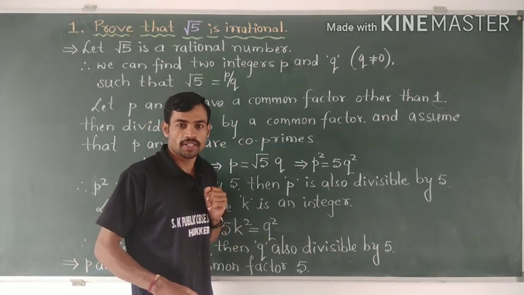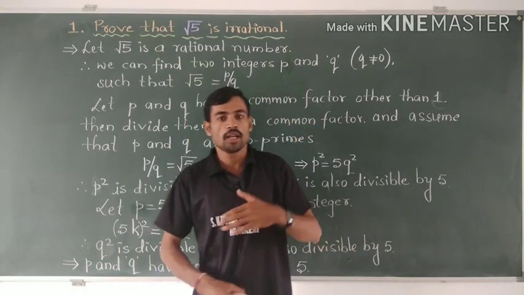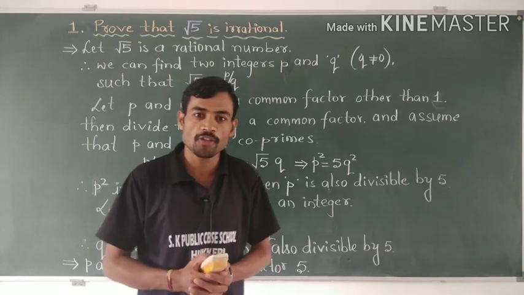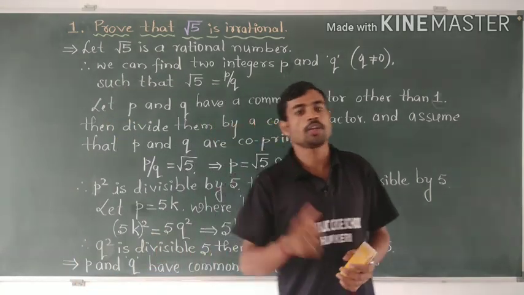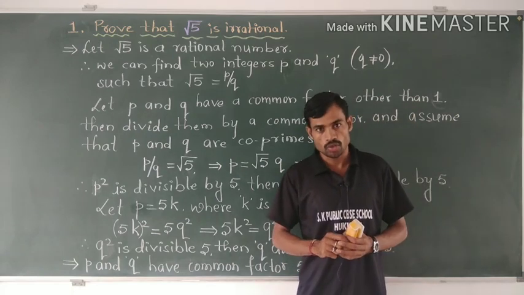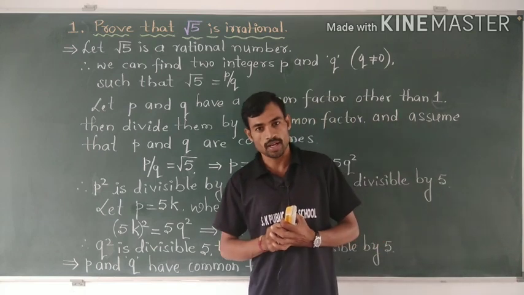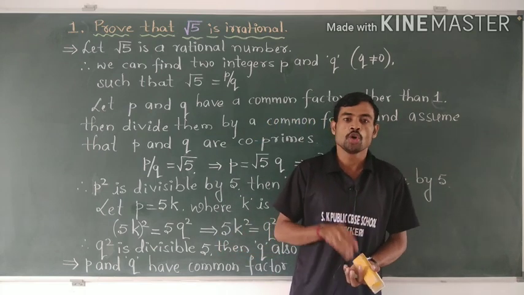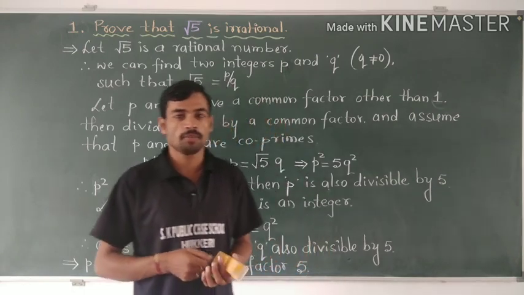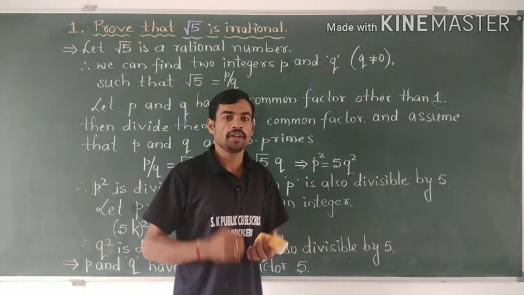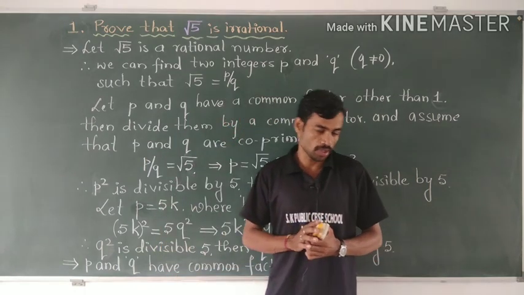The first point is what irrational numbers are. The numbers which cannot be expressed in the form p by q, where p and q are integers and q is not equal to 0, are said to be irrational numbers. We have seen that root 2, root 3, root 5, root 7, and pi are examples of irrational numbers.